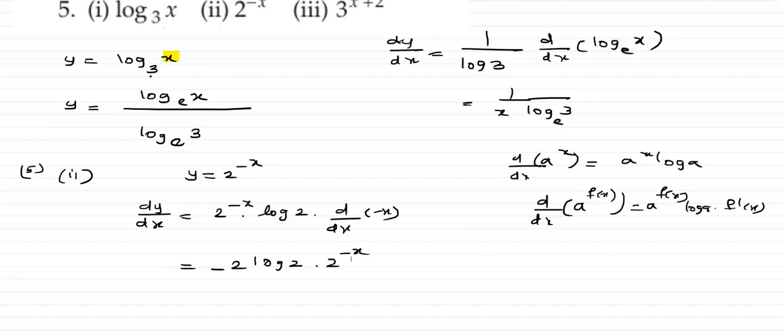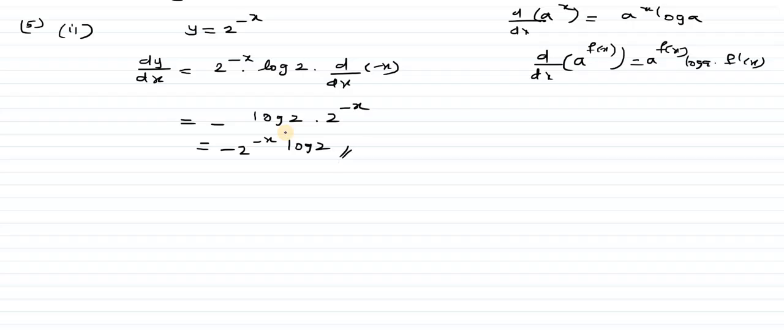One minute, did I do it correctly? Minus x, why did I write minus 2? It's minus 1 only, right? Differentiation of d by dx of minus x is what? It is minus 1, right? So minus log 2 into 2 to the power minus x. Clear? Or minus 2 power minus x into log 2. Here minus x differentiation is minus 1 only. 2 won't come.